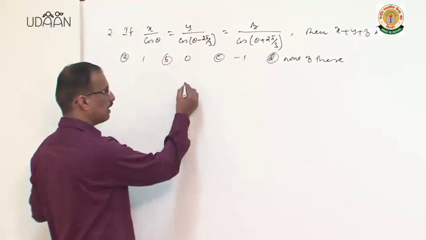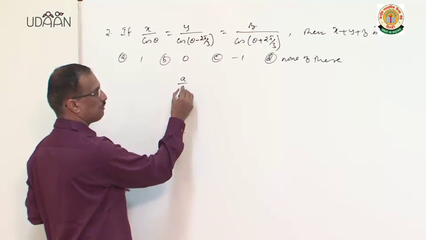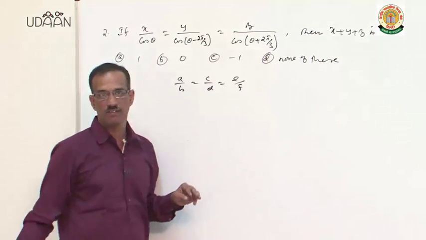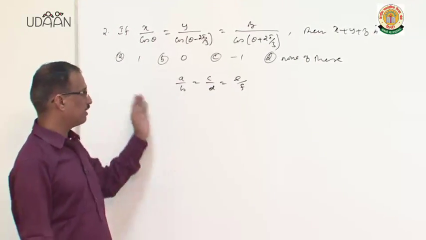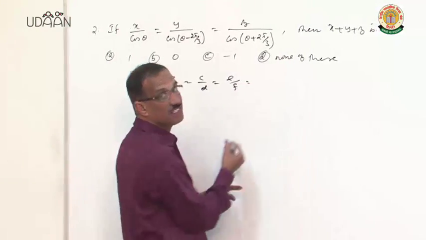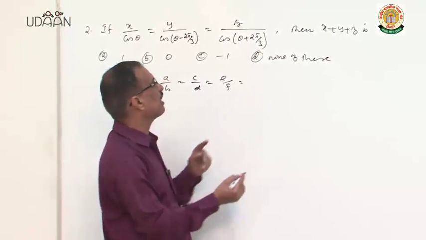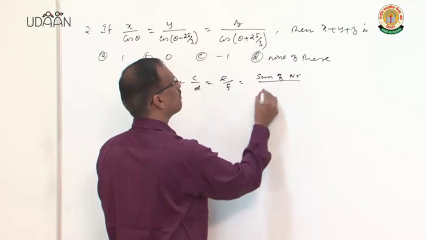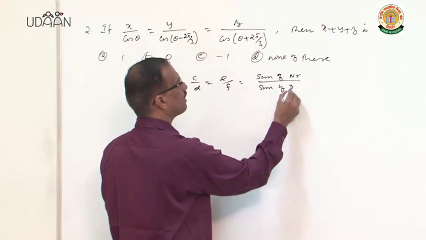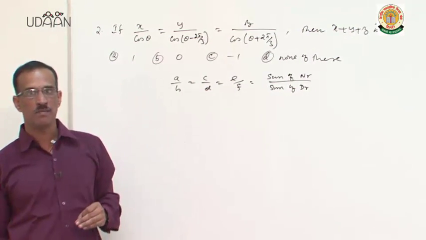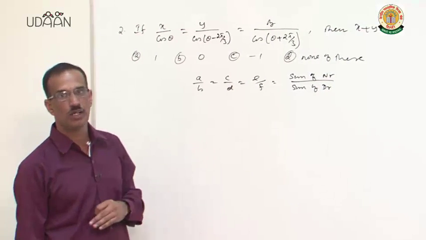So, whenever you have some ratios a by b equal to c by d equal to e by f, if these are the 3 ratios, then each ratio is equal to sum of the antecedents by sum of the consequents, or we can say sum of numerators by sum of denominators. So, this is the result which you have studied in your ratio proportion somewhere in the lower classes.